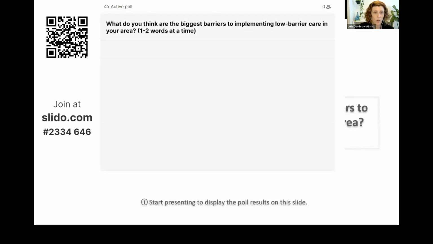Okay. What do you think? This one is a word cloud. So you have to choose 1 to 2 words at a time, but you can put as many in as you want. What do you think are the biggest barriers to implementing low barrier care in your area? So if you're in Seattle and King County, I guess I would invite you to think not just about our local, but what you anticipate are barriers in other settings as well.